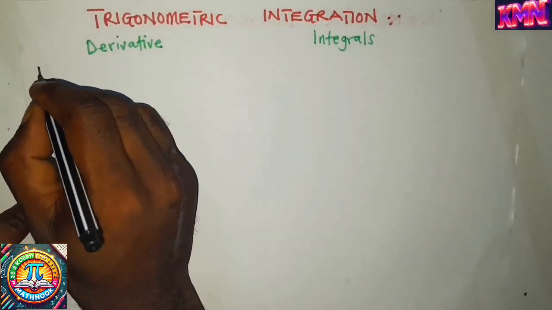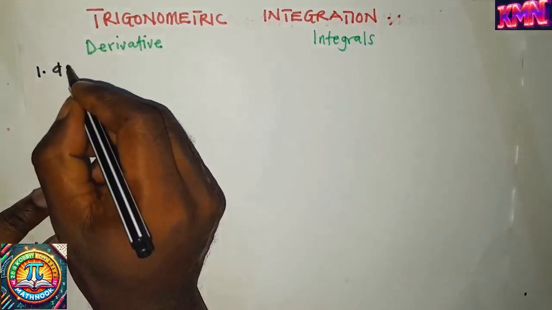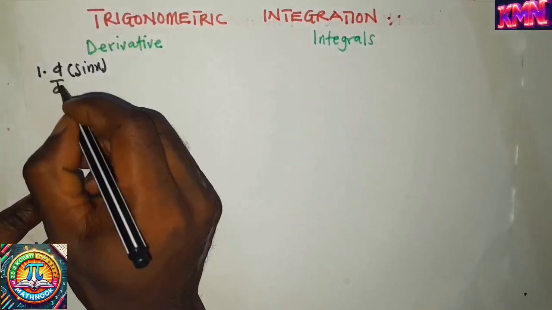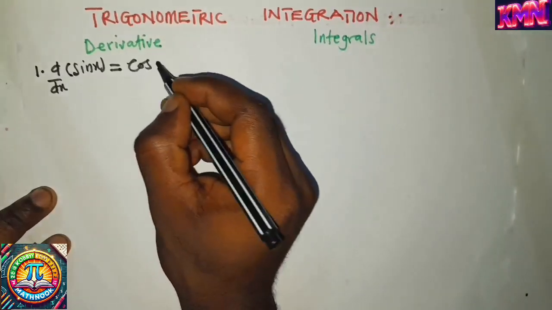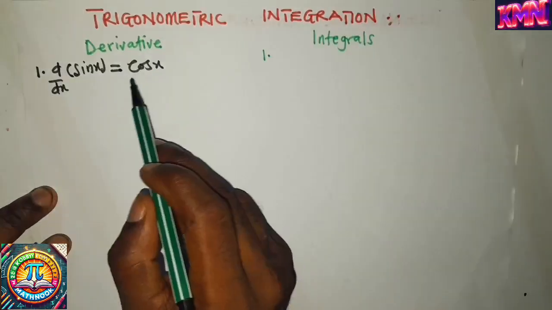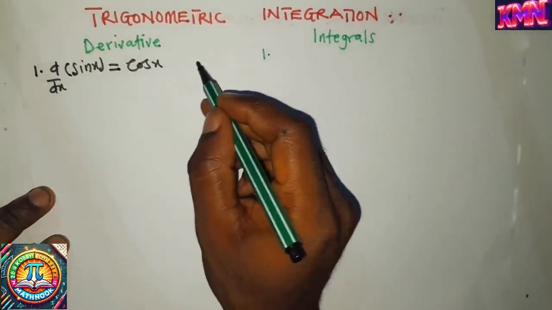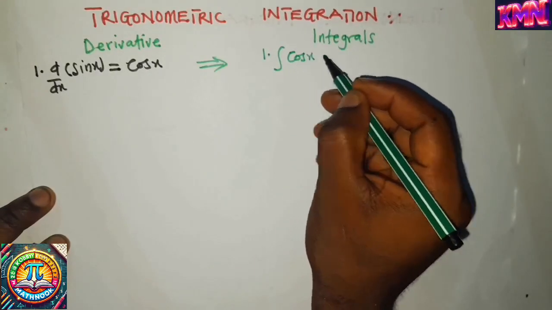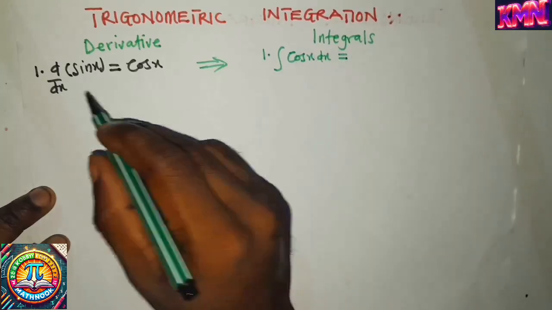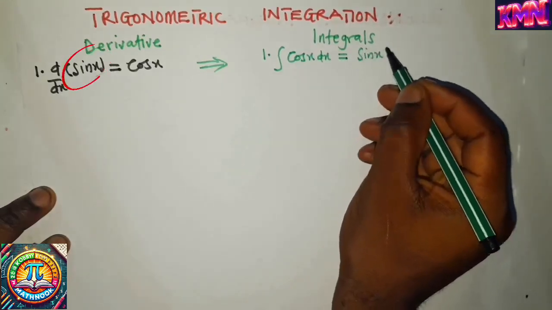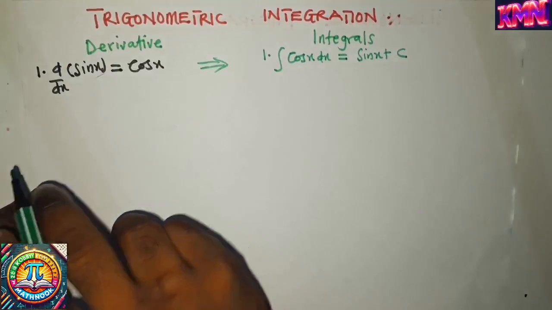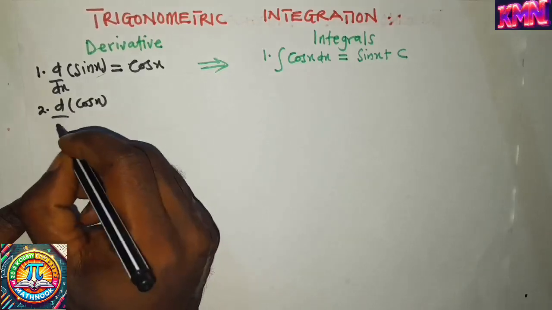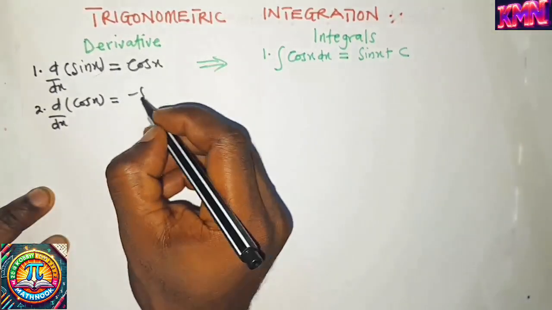So firstly, the derivative of sine x with respect to x, we know that is the same as cosine of x. What is the integral of cosine of x? This implies that the integral of cosine of x dx is also the same as sine x plus the constant of integration. Number 2, the derivative of cosine of x with respect to x is negative sine x.